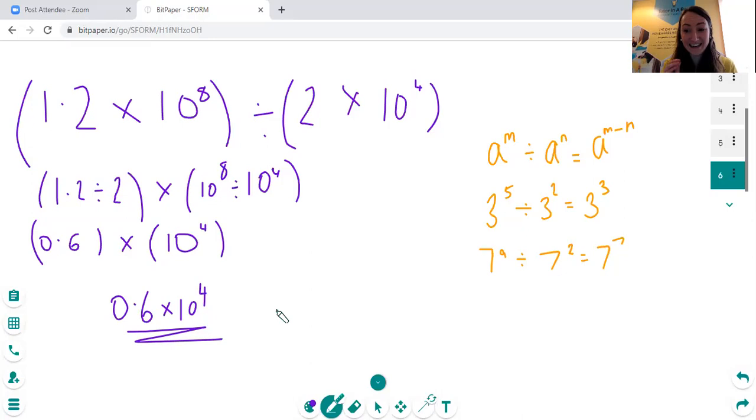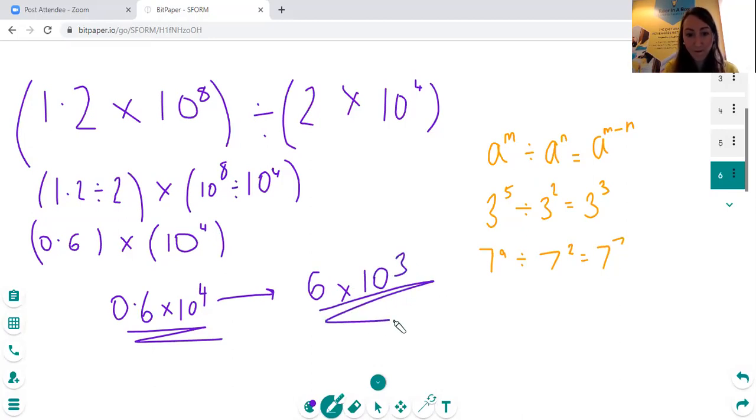Sorry, that isn't in standard form there. Again, because we've got to do that final one step. The number's got to be between 1 and 9.9. So put that in standard form. It becomes 6 times 10 to the power of 3. Okay? So we're moving it again one place over, so we lose a number there.